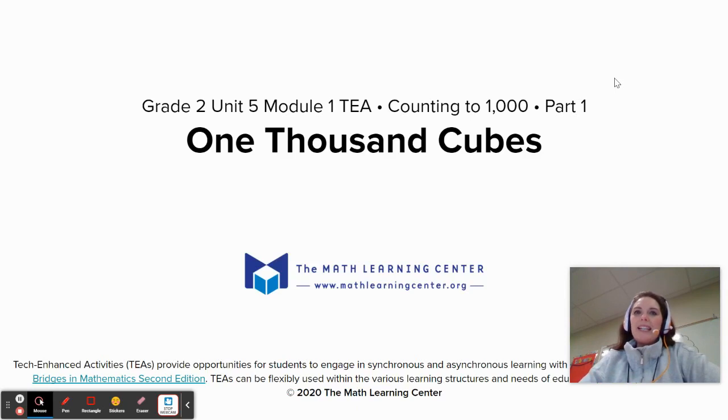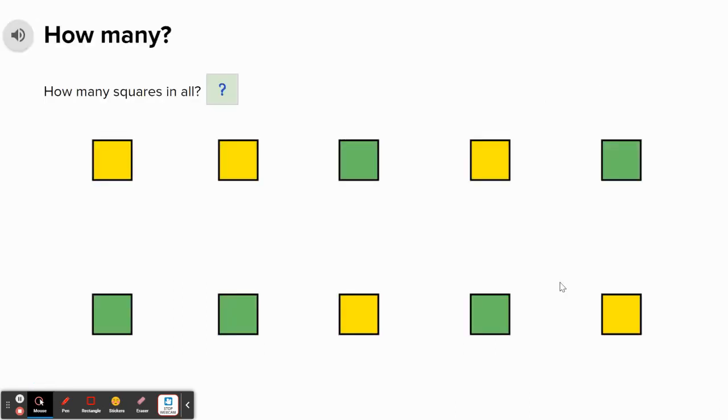We are going to be practicing using 1,000 cubes today. How many squares are there in all on your screen? Take a moment to count now. There are 10 squares in all. There are 5 in the top row and 5 on the bottom row. 5 plus 5 equals 10.